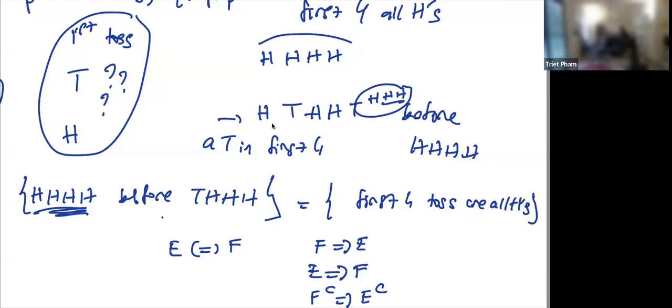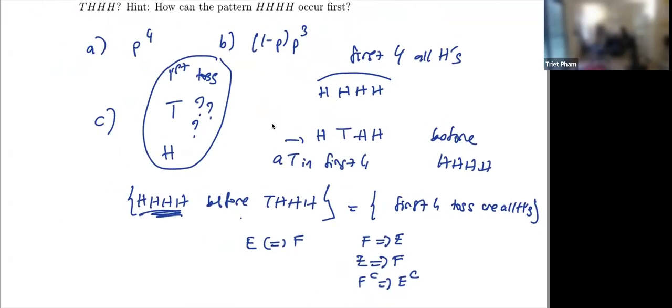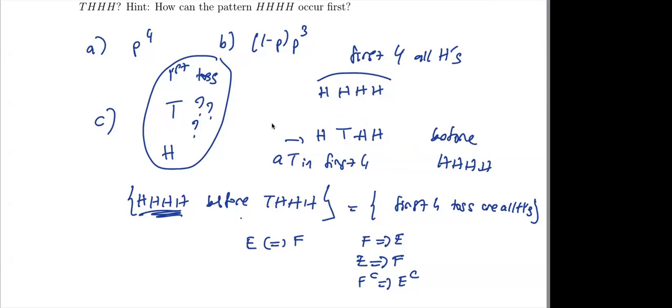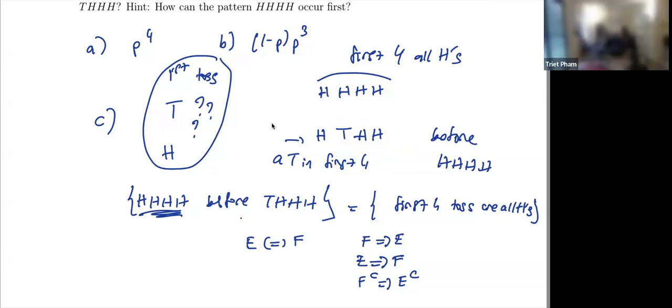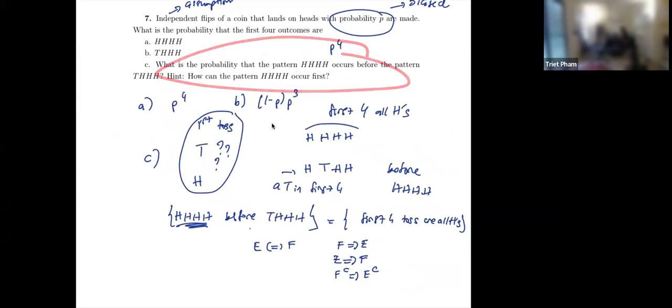Just continue this sequence once you have a tail anywhere. You either continue with a tail, which means you can restart, or you continue with a head, which means you finish the sequence, so you have tail, head before four heads. Does that make sense? Okay, thank you. It's kind of cute, not that hard, but not easy either. You have to recognize the equivalence of these events.